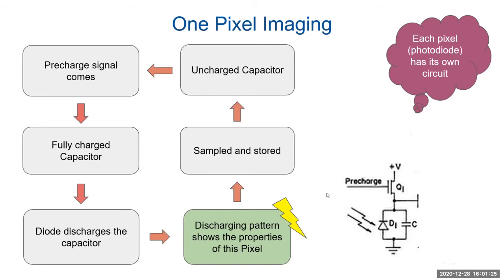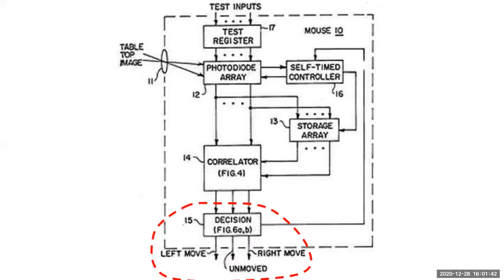Here is the circuit, and for imaging, an array of these photodiodes starts out with all diodes charged and then discharged. And this discharging process depends on the light intensity of each photodiode.